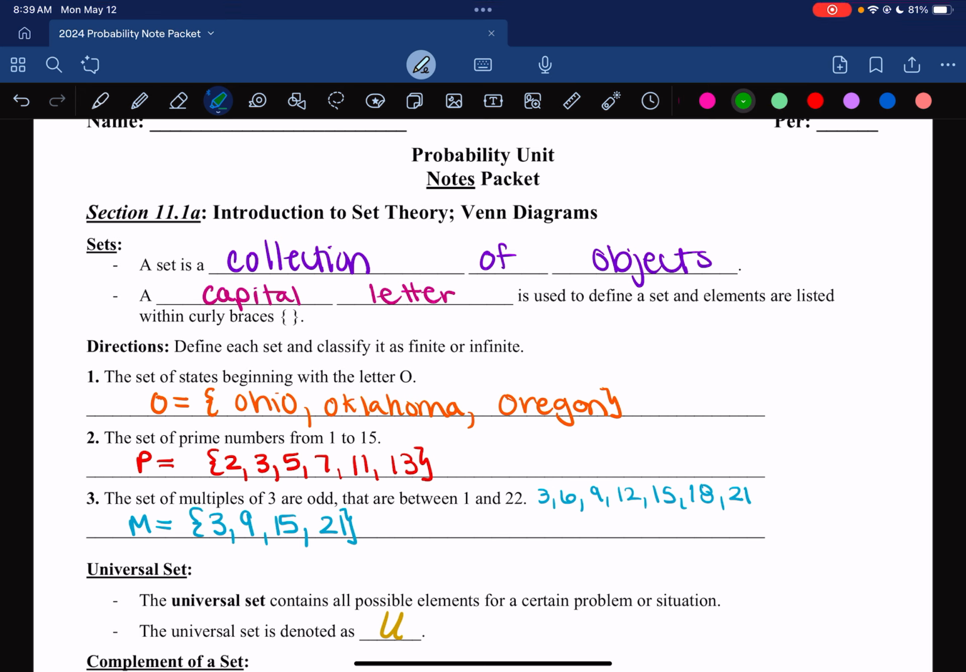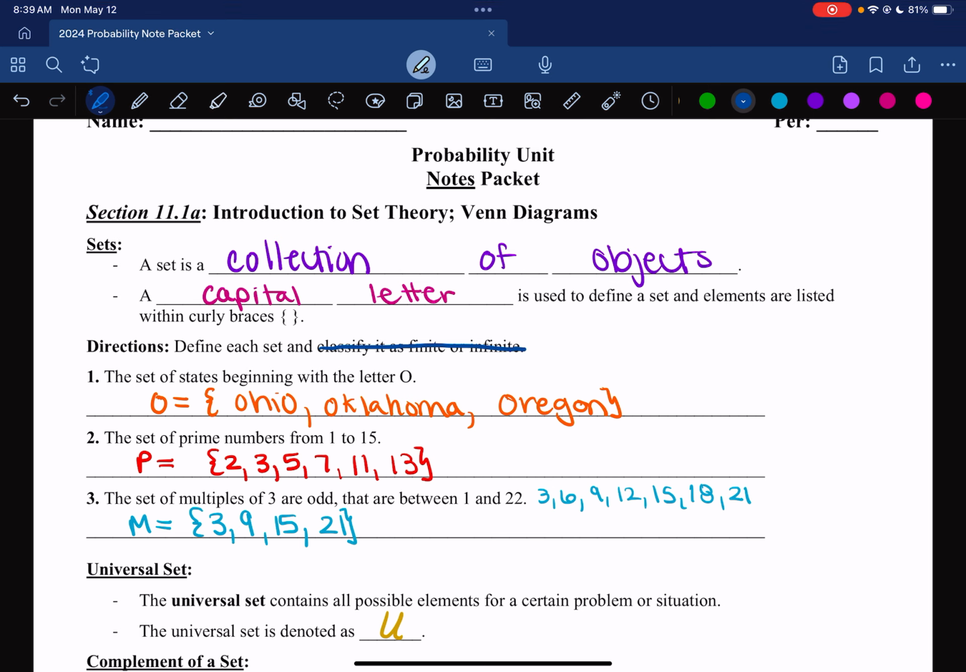So let's do a couple examples. We are not classifying, so you can cross that part off. So we're just going to define each set. Number one, the set of states beginning with the letter O. So we can call that set O, use a capital O, and then just list them. So there's our three states.